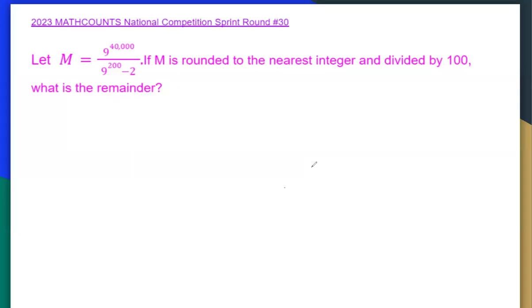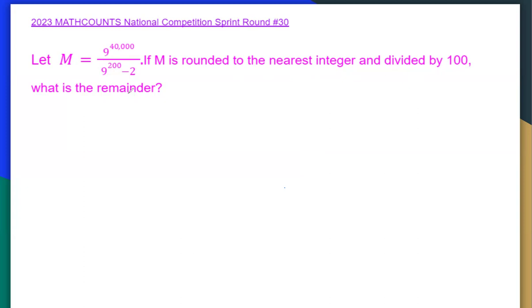Hello, everyone. So we are going to have another MATHCOUNTS national problem. This was also a question that a couple people asked, which is why I just want to take some time to see how we can do this at least. So what we have is a value of m that is a huge fraction, and when you round this number to the nearest integer and divide by 100, what's the remainder?